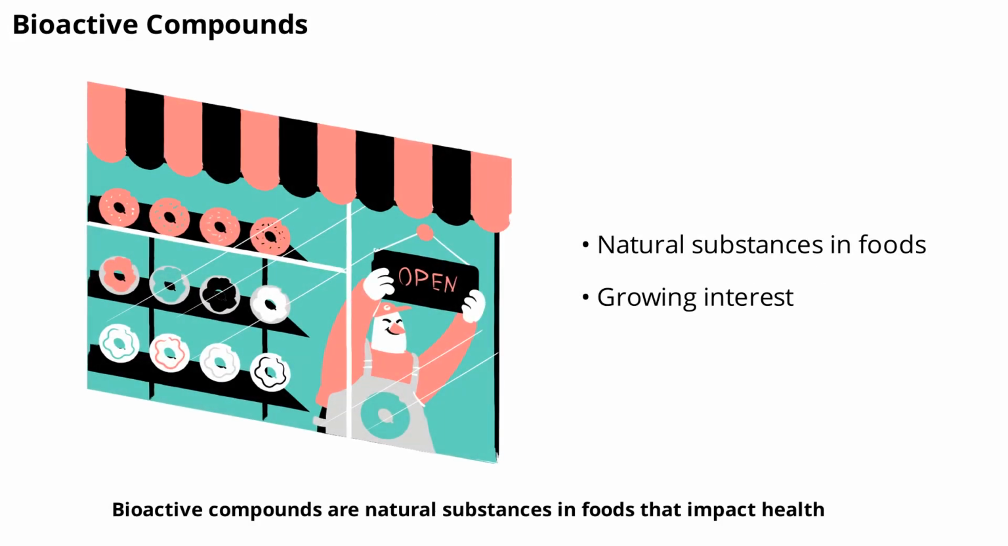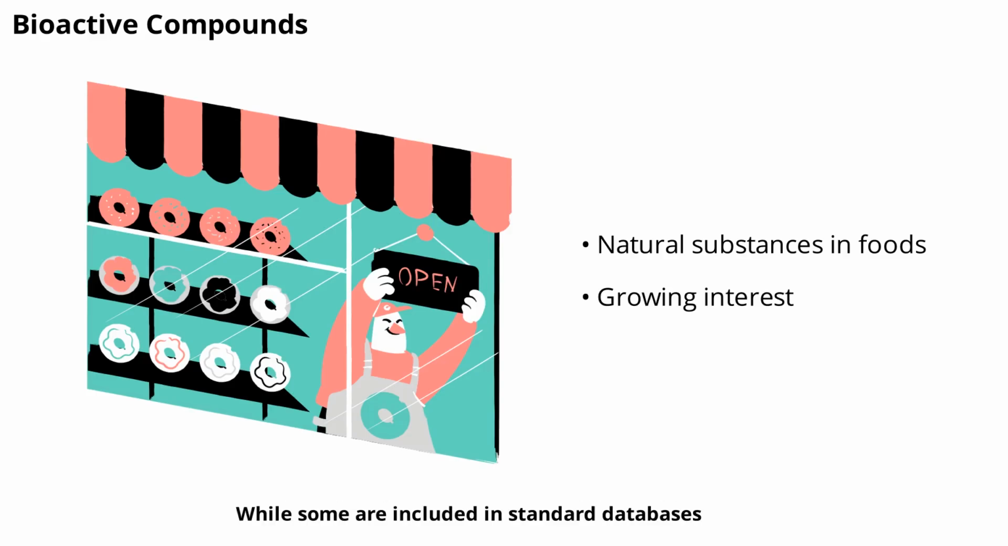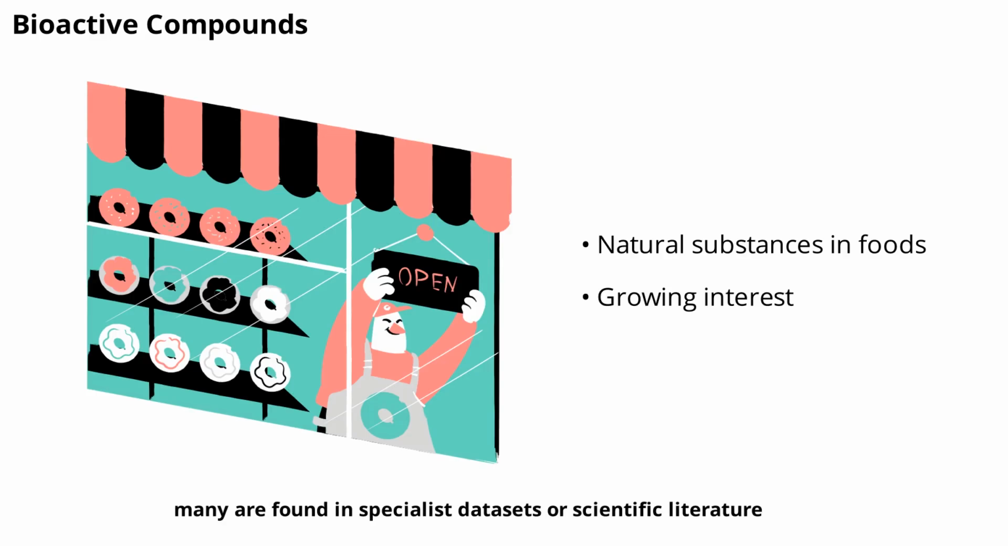Bioactive compounds are natural substances in foods that impact health, such as vitamins, phytosterols, and flavonoids. While some are included in standard databases, many are found in specialist datasets or scientific literature. Interest in bioactives is growing, especially for their role in preventing chronic diseases. Databases like EuroFIR eBASIS and Phenol-Explorer provide detailed information on bioactive content in plant-based foods, supporting research and dietary recommendations.